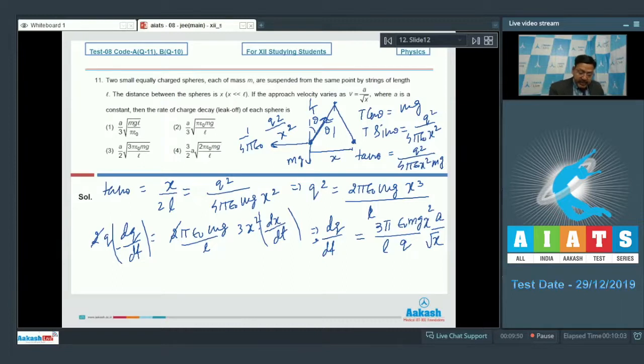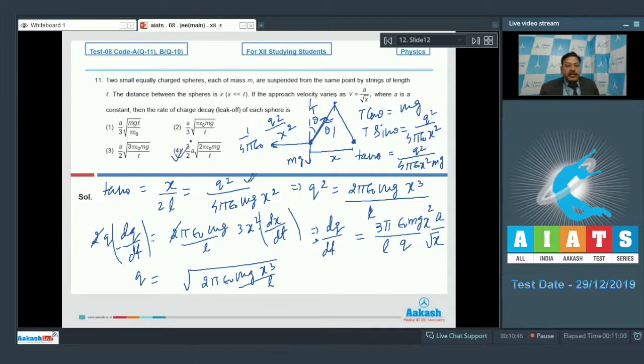So for q we can again go back to this expression, and if I use q from there, I get q will be equal to under root of 2 pi epsilon naught mg x cubed by L. And if I substitute this value of q here and simplify further, we will find that minus dq by dt term will be equal to 3 by 2a under root 2 pi epsilon naught mg by L, which means option 4 is correct for this question.